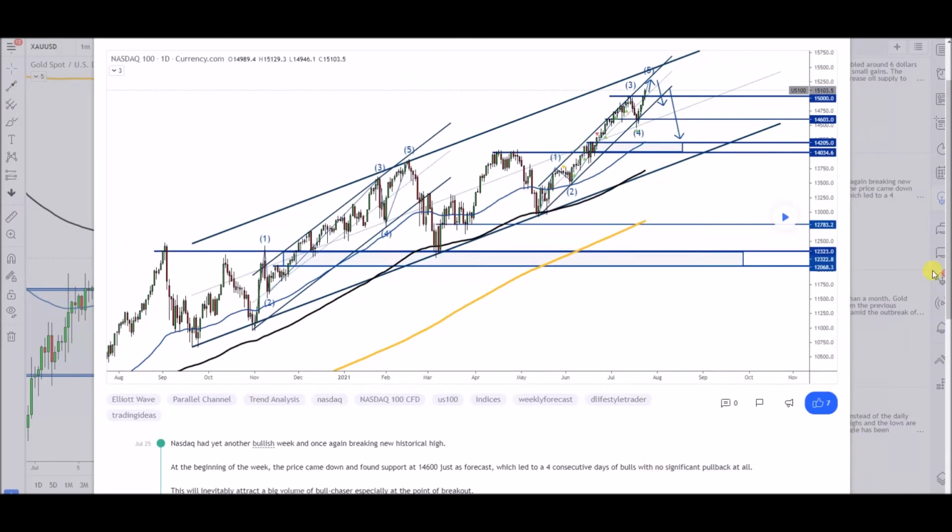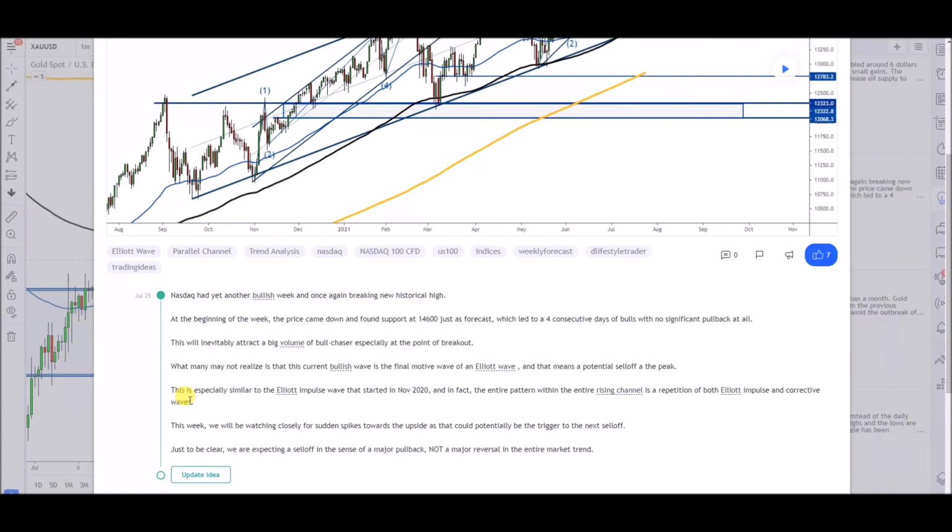So what that means is that, as you can see, there's an Elliott wave forming right here. And right now, it is actually the final wave. All right, so just keep that in mind for now. This is especially similar to the Elliott impulse wave that started in November 2020.